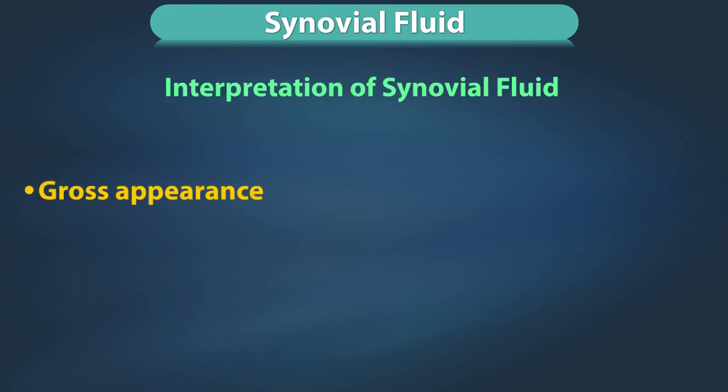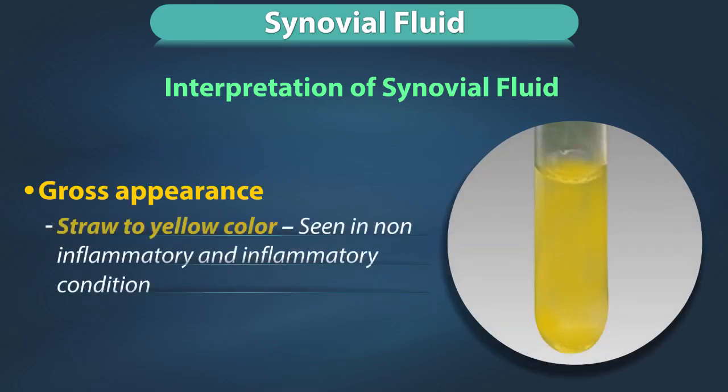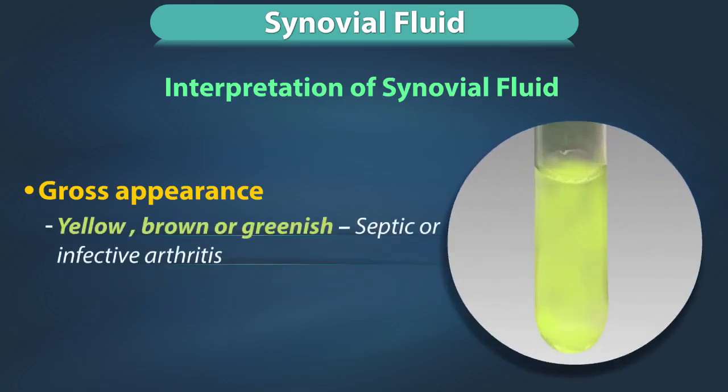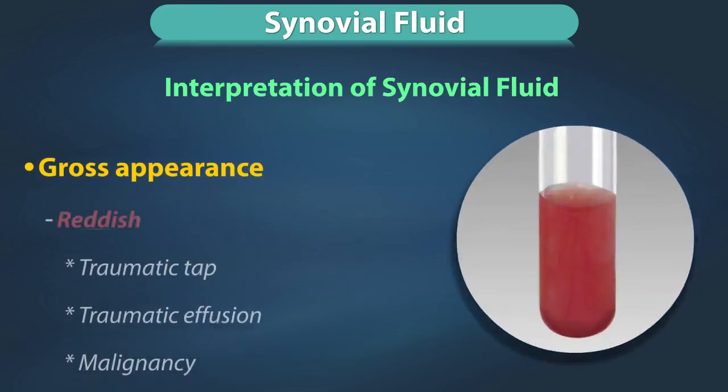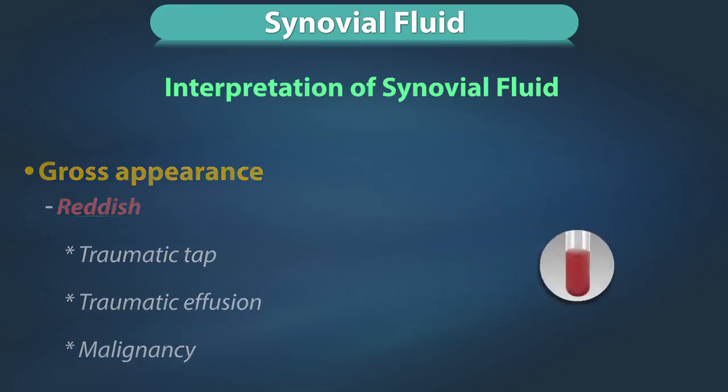Interpretation of synovial fluid. Based on gross appearance, colorless to pale yellow indicate normal synovial fluid. Straw to yellow color can be seen in non-inflammatory and inflammatory condition. Yellow, brown or greenish color indicates septic or infective arthritis. Reddish color indicates traumatic tap, traumatic effusion or hemarthrosis or malignancy.